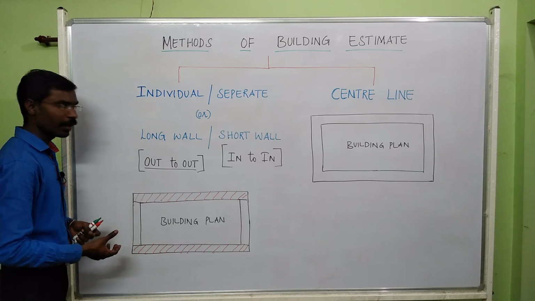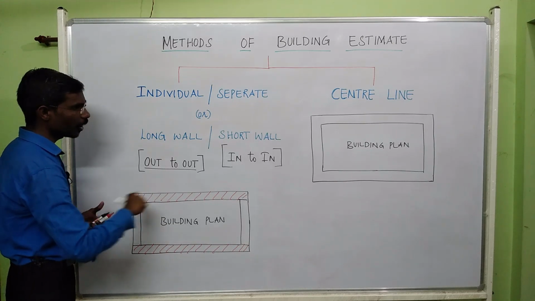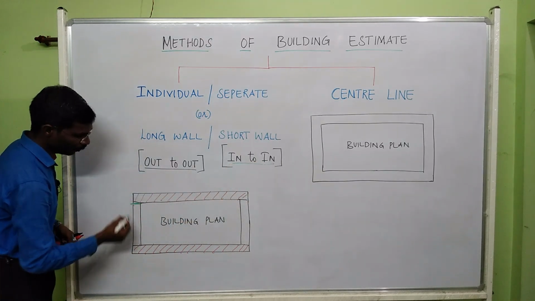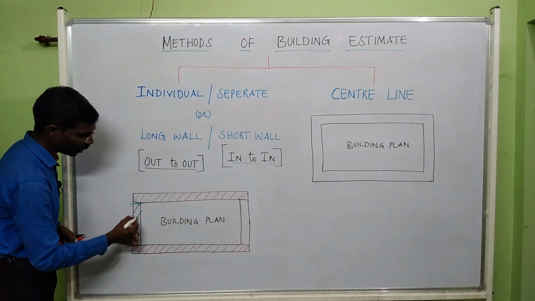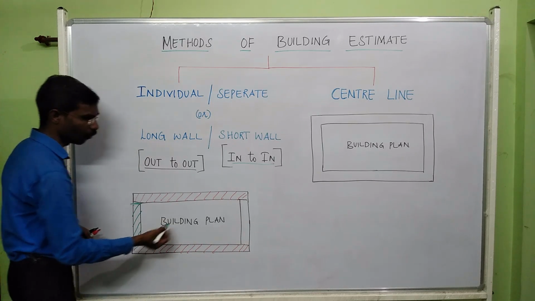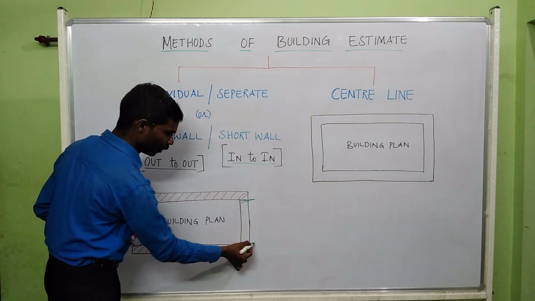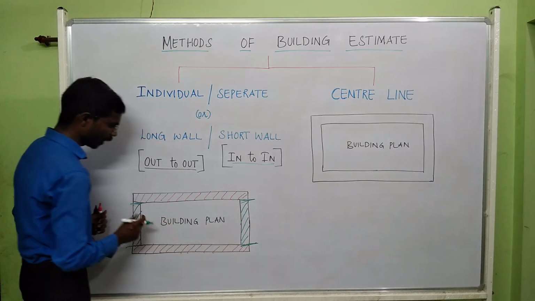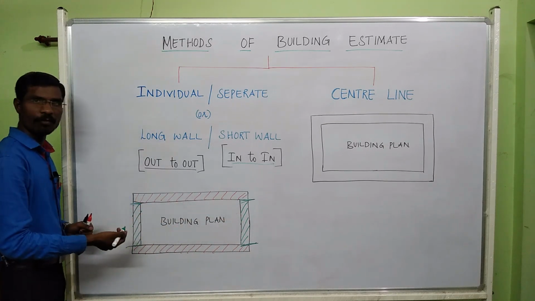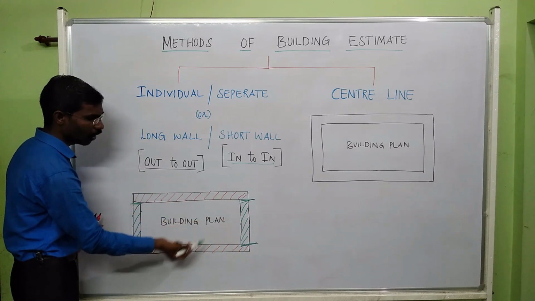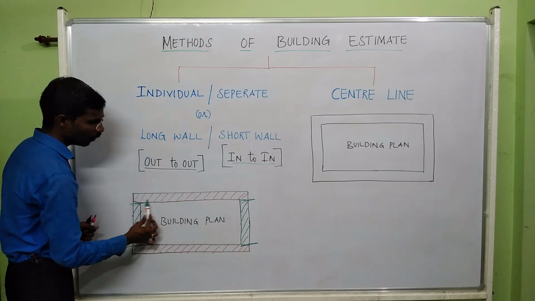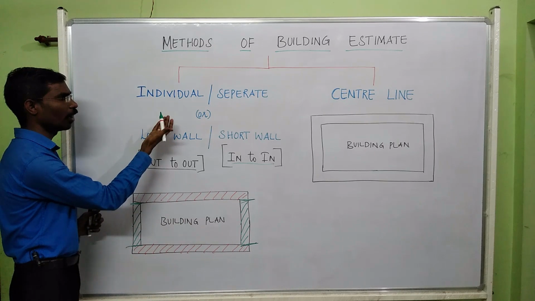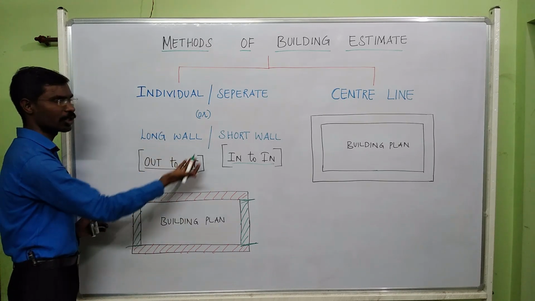Now we are left with only the short walls. The short wall is also called inner to inner. From here to here is remaining. This is the inner portion of your wall, called the inner wall. Another one is from here to here, the remaining, inner to inner. So it is an inner wall, which we can also call a short wall. Likewise you can calculate your long walls as well as your short walls. Now you calculate the total measurement of your building. So this is the separate wall method, also called the long wall short wall method.